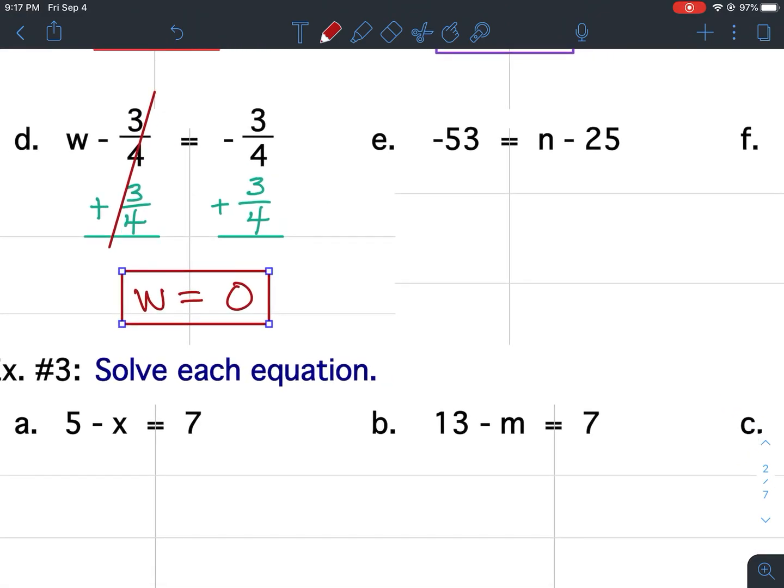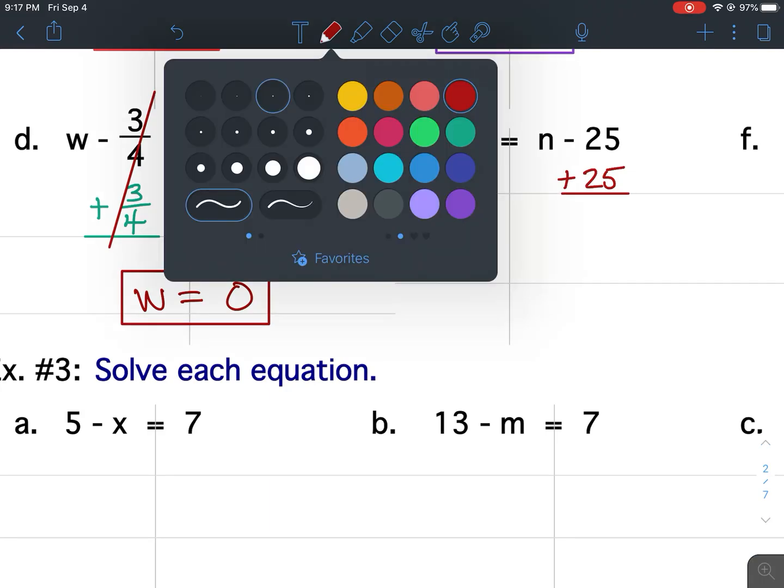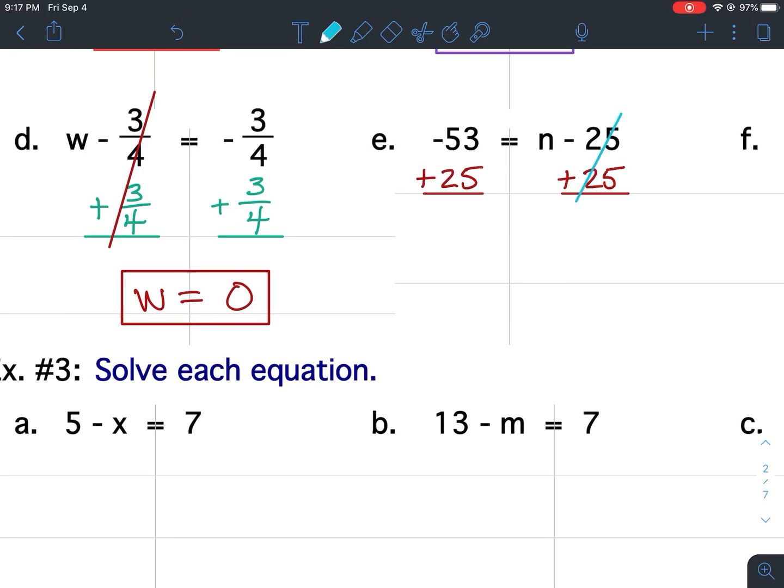For E, I want to isolate the N by getting rid of the negative 25. The opposite of negative 25 is positive 25. So I'm going to add 25 to both sides of the equation. The 25's will cancel. Bring down my equal sign, bring down my variable. Again, the variable starts on the right, it stays on the right. I've got negative 53 and positive 25. Those signs are different, so I'm going to subtract and keep the sign of the larger number, meaning my answer is negative 28. So the solution to this problem is negative 28.